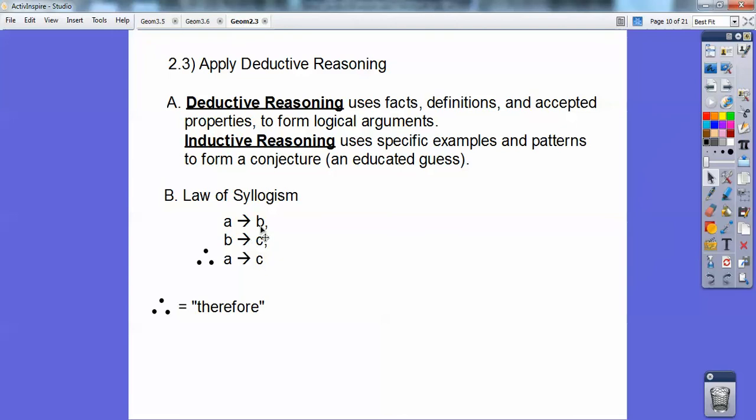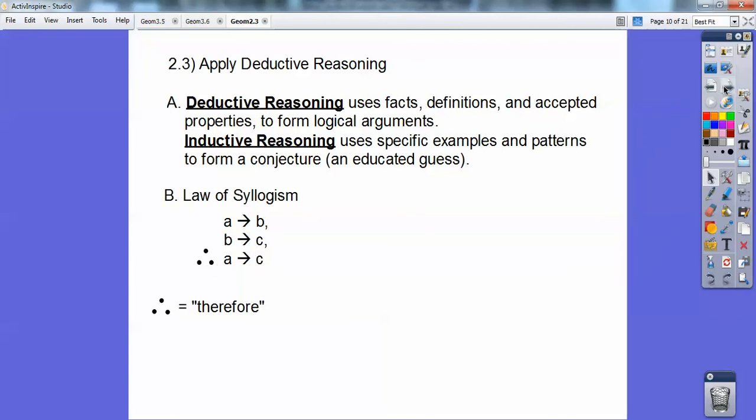The law of syllogism happens this way. If A, then B, and then it says if B, then C. These two have to match up right here. The conclusion of the first statement must be the hypothesis of the second statement. And if that happens, then I can say if A, then C. And these three dots mean therefore.